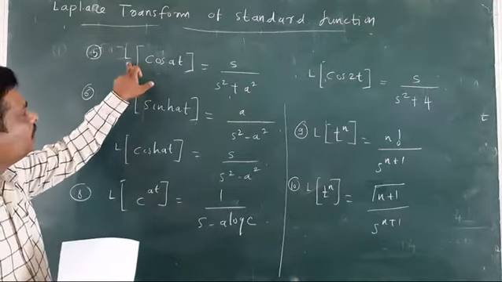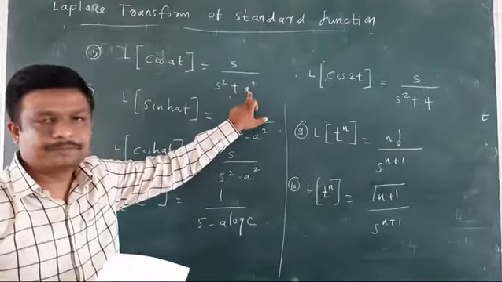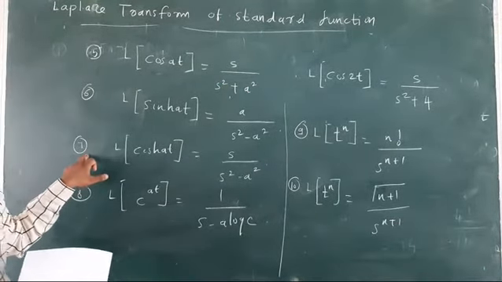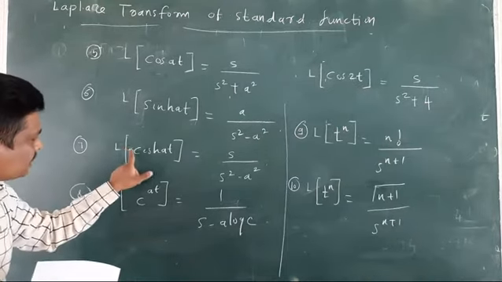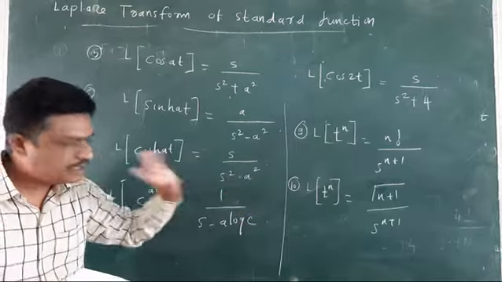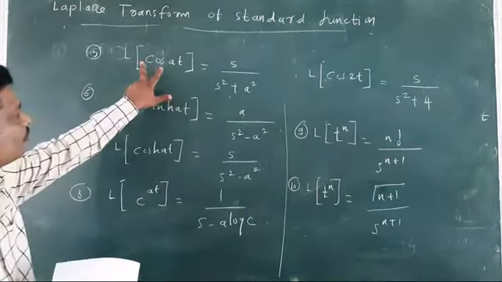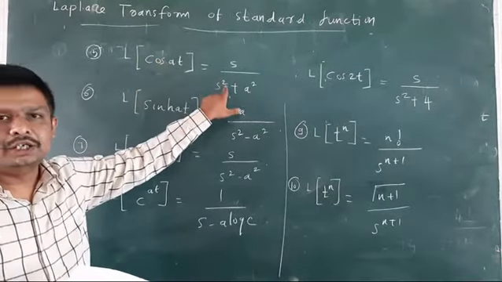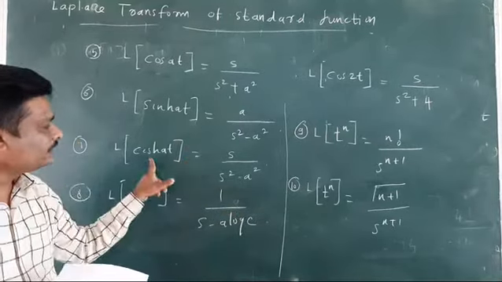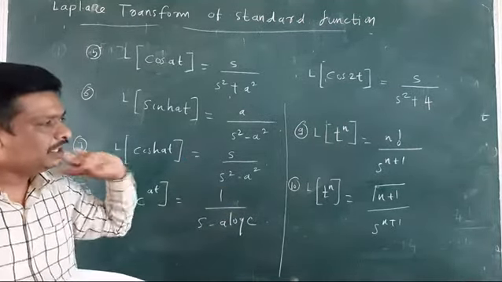So you see here, Laplace transform of cos at is given by s upon s square plus a square. That is formula number 5. And observe formula number 7. Laplace transform of cos hyperbolic at is s upon s square minus a square. The difference is only in the sign. In case of cos trigonometric function, here in the denominator we are having positive sign. In case of hyperbolic function, in the denominator we are having negative sign. These are the differences.